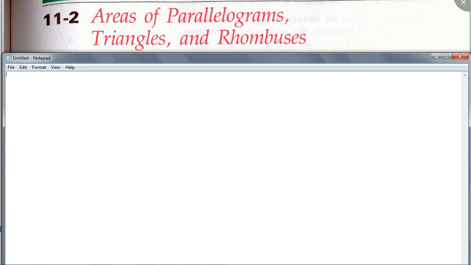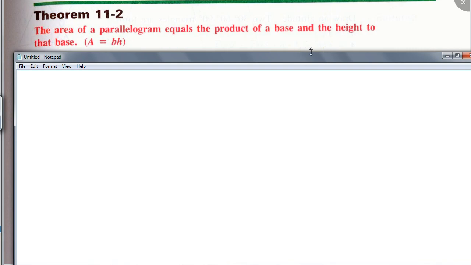Does anybody already know what it is? Okay, we'll get there. So here we go. First, we're going to talk about the area of a parallelogram. Of course, these are theorems, so we're going to prove them.